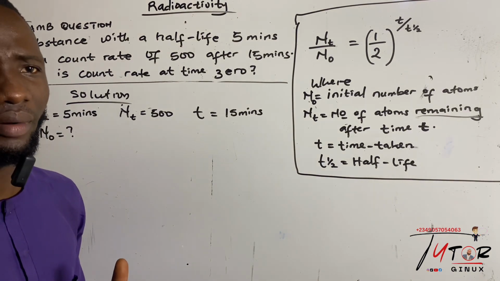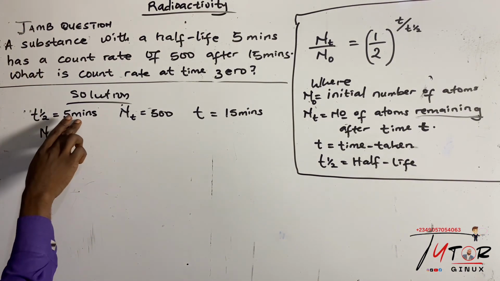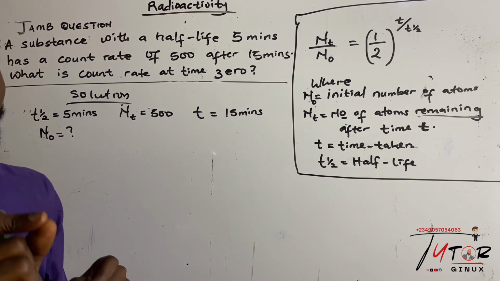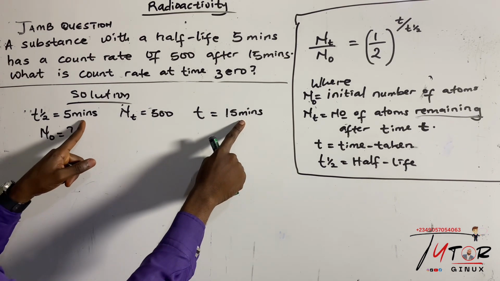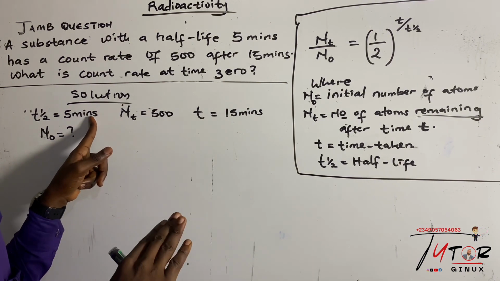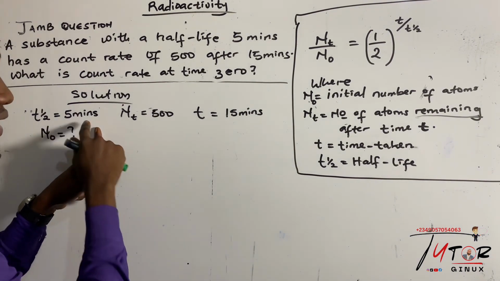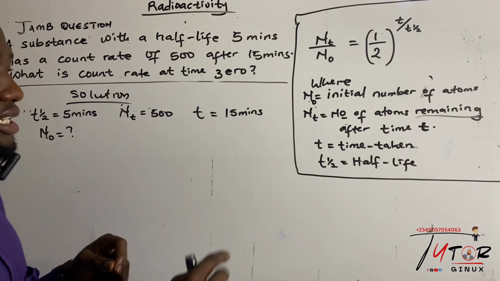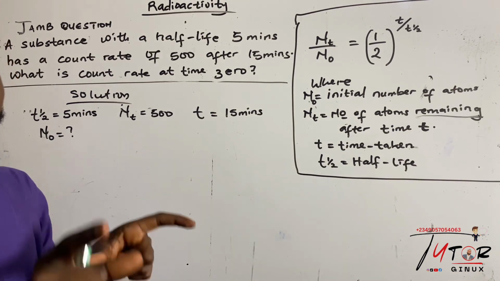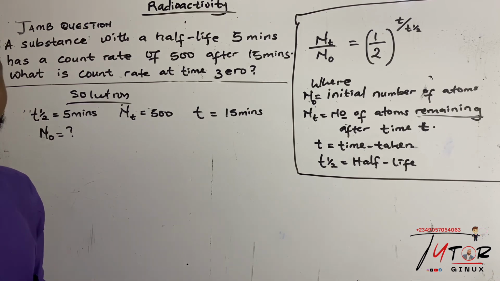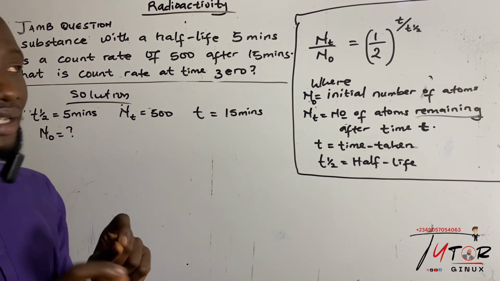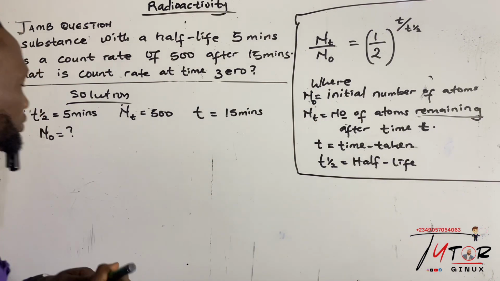Some people might be wondering why we are not converting these minutes to seconds. Under radioactivity, you don't necessarily need conversion if the units of both times are the same. If they are in hours and hours, you use it like that. Sometimes it can even be in years. We are still going to do another example where the unit of time will be years. So you don't need to convert to seconds or anything. Just make sure they are the same, and then you can substitute directly into the formula and solve the question.